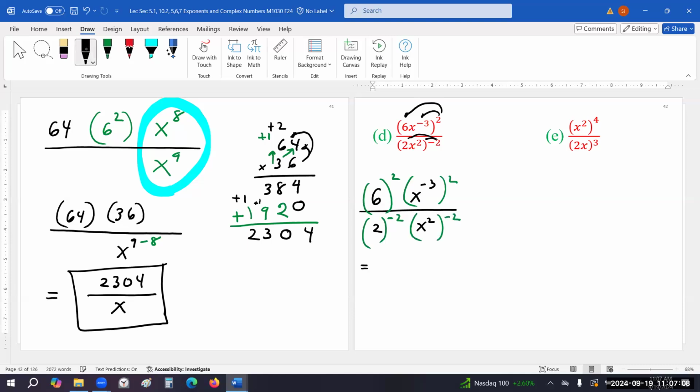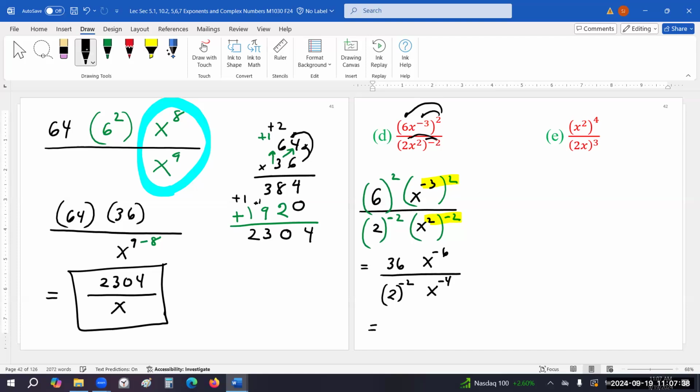Then what? After that, I simplified the 6. So that's 36. And then x to the negative 2, x to the negative 6. That is all. X to the negative 4. And what did you do with 2 to the negative 2? Great.